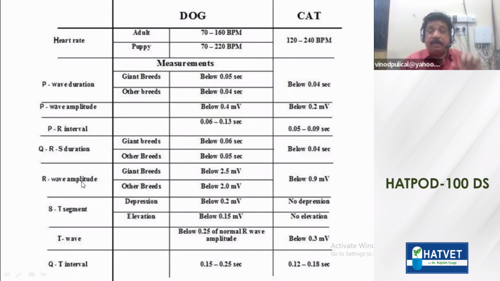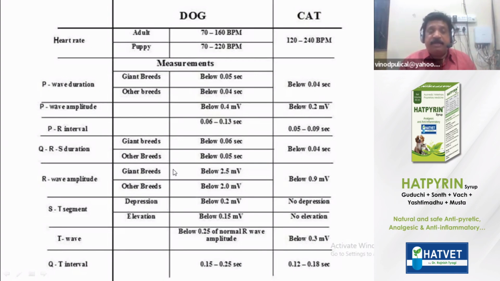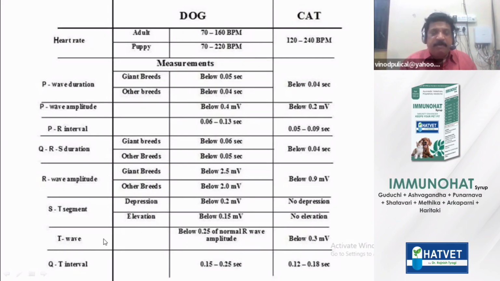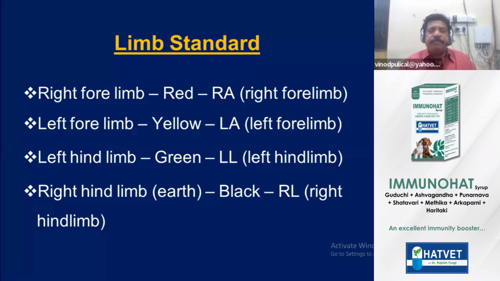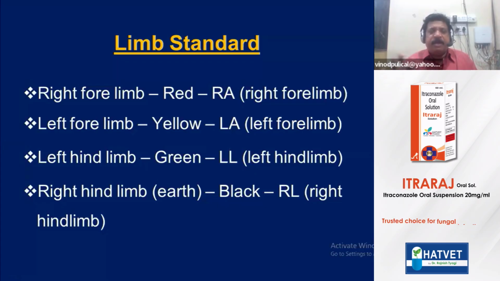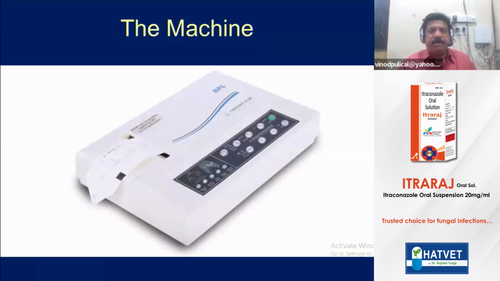R-wave amplitude is expressed in millivolt. In giant breeds, it is below 2.5 millivolt, and in other breeds it should be below 2 millivolt. The ST segment, T-wave, QT interval, everything is written, so we can study all these things. For the limb standard, normally the right forelimb is colored red, the left forelimb yellow, the left hind limb green, and the right hind limb black, the earth.